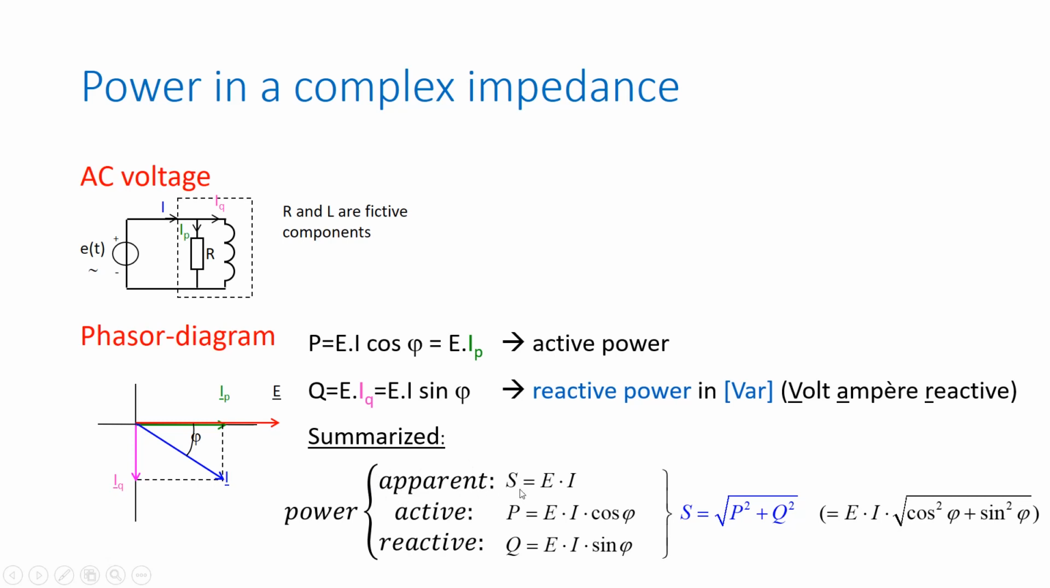We have the apparent power S, which equals E times I, which has unit V times A, volt amps. We have the active power, which is P, which equals E times I times the cosine of phi, and it has the unit watt. And we have the reactive power, which is Q, which is E times I times the sine of phi, which has the unit volt amps reactive. We can also see that we can calculate S by taking the square root of P squared plus Q squared.